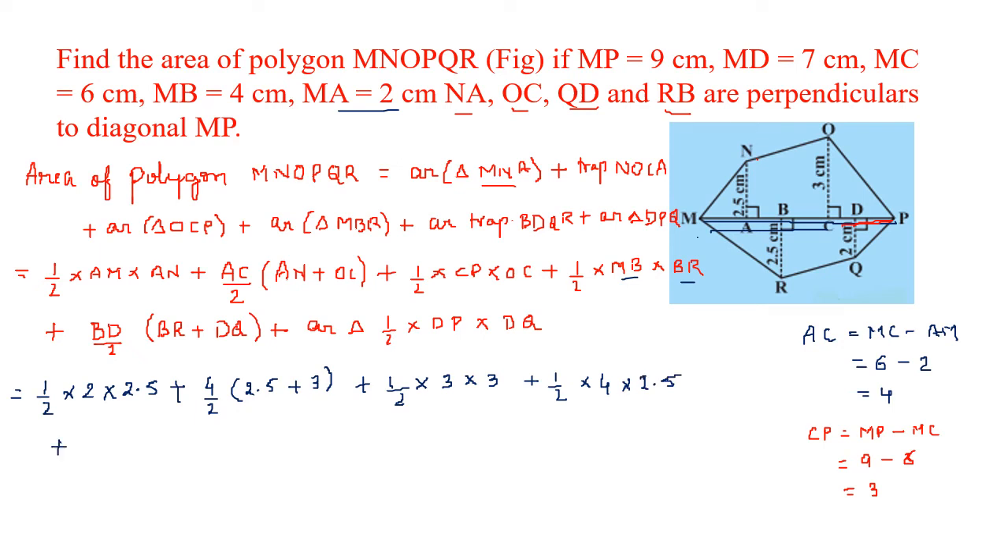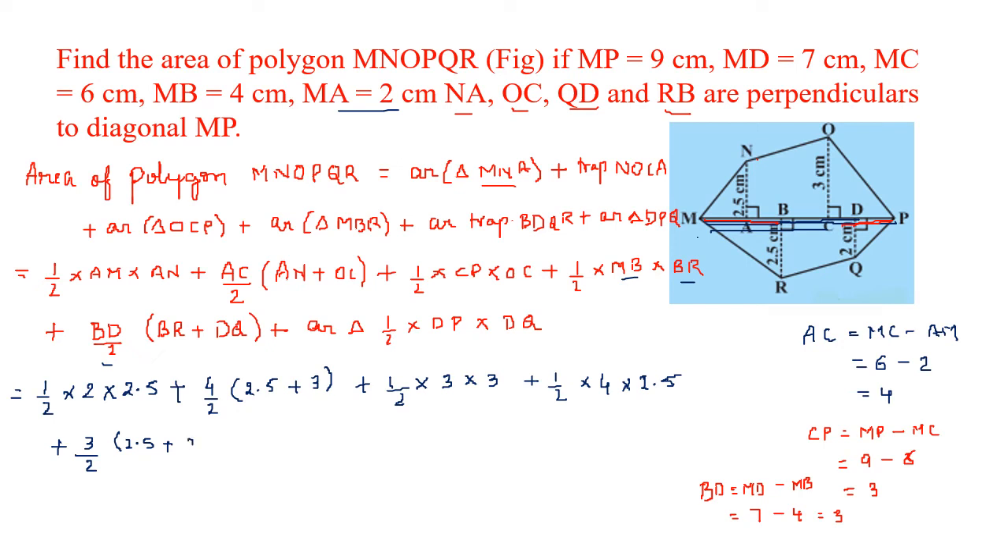Plus the trapezium BD. How much is BD? BD is not given, so BD we will have to find. BD will be MD minus MB. So we'll write BD equals MD minus MB. MD is given 7, MB is given 4. So 7 minus 4 is 3. So we'll put here BD as 3 upon 2 into BR. BR is given in the figure as 2.5, plus DQ.